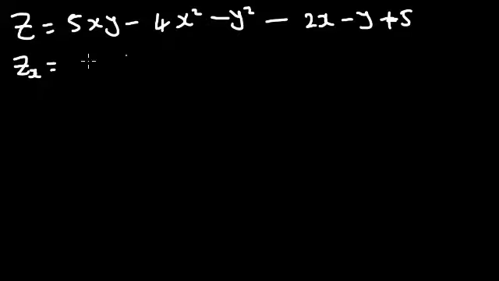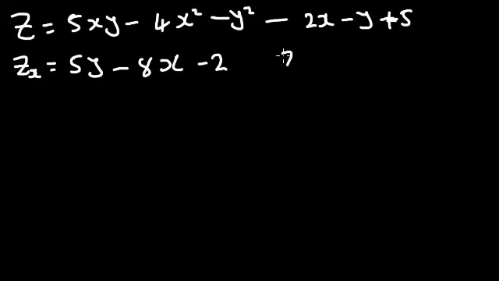Either way is perfect. So differentiating x with respect to x is 1, and we multiply with 5y, we should have 5y. And the derivative of minus 4x squared with respect to x is minus 8x. This is gone, constant. This 5 is also gone, constant. The derivative of minus 2x with respect to x is minus 2. Thus, we have our z of x.